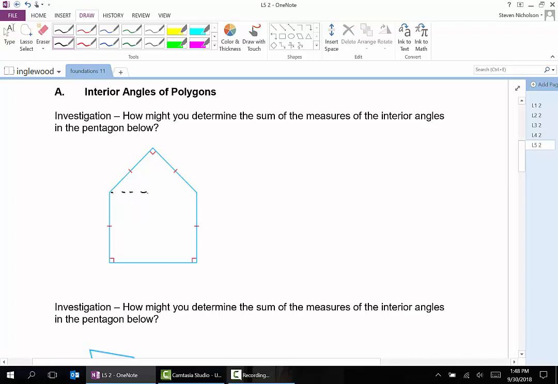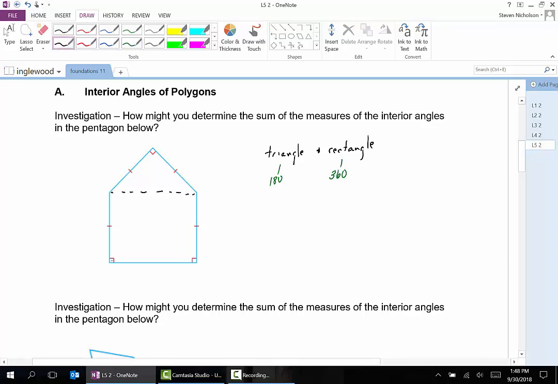So I would imagine that you did two things. The first thing you did is you broke this into a triangle and a rectangle. And we know the interior angles of a triangle all add up to 180. And we know a rectangle has four 90 degree angles, and that would be 360 degrees. And then we could figure out the answer. So you may have done that.